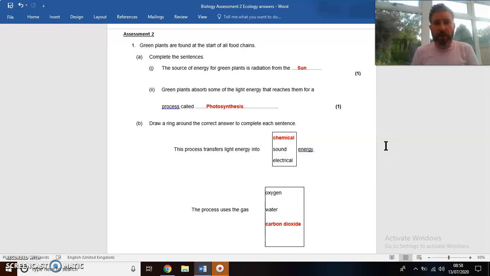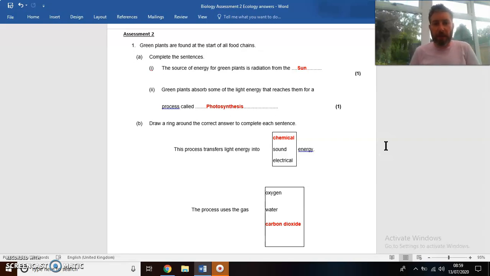But very quickly, starting off, green plants at the start of all food chains. These are what we call primary producers, and they get energy from the sun. 1 mark for that. The process that does that is photosynthesis. So you may remember from the video, oh God, we can't do everything, is the equation for respiration. That backwards is photosynthesis. So carbon dioxide plus water, arrow, energy in from the sun, chlorophyll makes oxygen and glucose, or glucose and oxygen, depending on which way you put it.